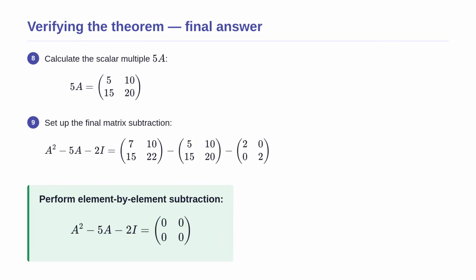Now we gather all our pieces to finish the verification. We calculate 5 times A by multiplying every entry in our original matrix by the scalar 5. We also have our identity matrix scaled by 2. We substitute these calculated matrices into our main equation and perform the subtraction element by element. For instance, the top left entry is 7 minus 5 minus 2, which leaves exactly 0. As we do this for every position, every single entry perfectly cancels out. The physical meaning here is that the matrix perfectly neutralizes itself, proving the theorem holds.